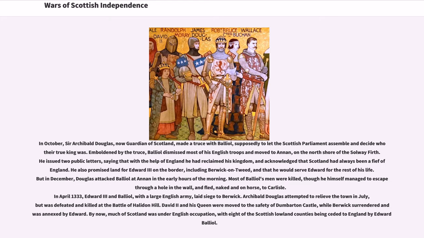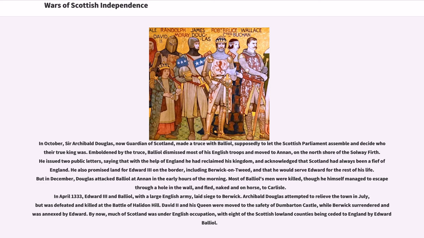In October, Sir Archibald Douglas, now guardian of Scotland, made a truce with Balliol, supposedly to let the Scottish Parliament assemble and decide who their true king was. Emboldened by the truce, Balliol dismissed most of his English troops and moved to Annan, on the north shore of the Solway Firth. He issued two public letters, saying that with the help of England he had reclaimed his kingdom, and acknowledged that Scotland had always been a fief of England.